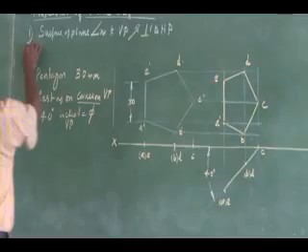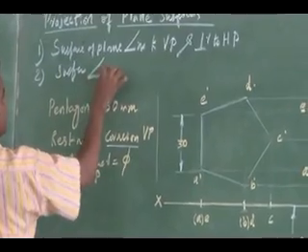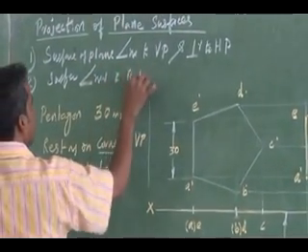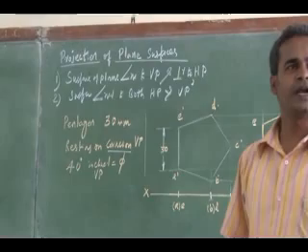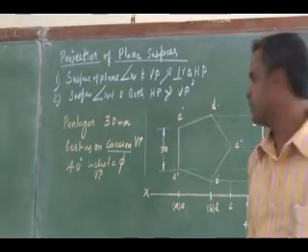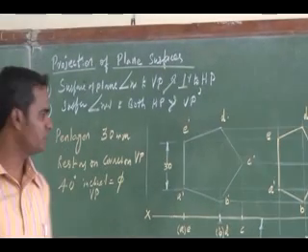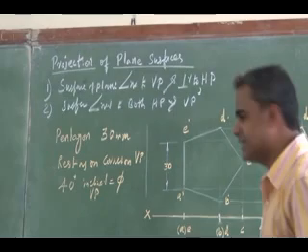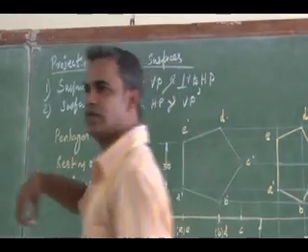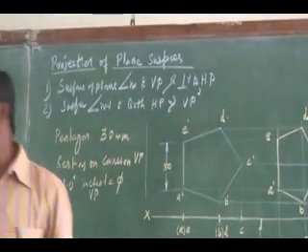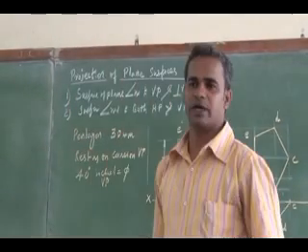The next orientation is a surface inclined to both HP and VP. A pentagonal plane of side 30 mm. Again the same pentagon, the side is the same. It's resting on the corner on VP such that the edge opposite to the resting corner is 30 degrees inclined to HP.